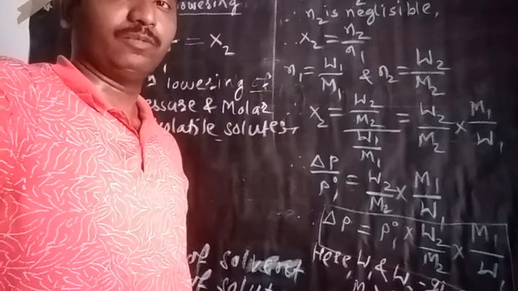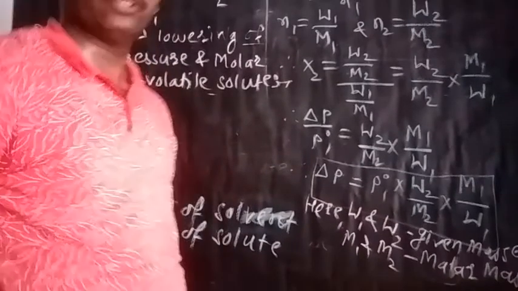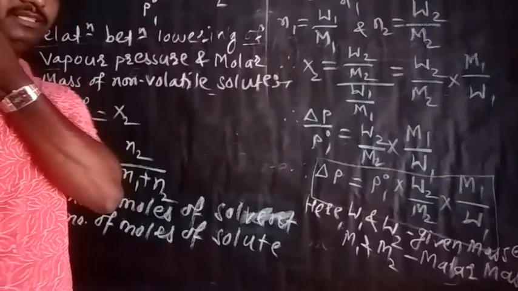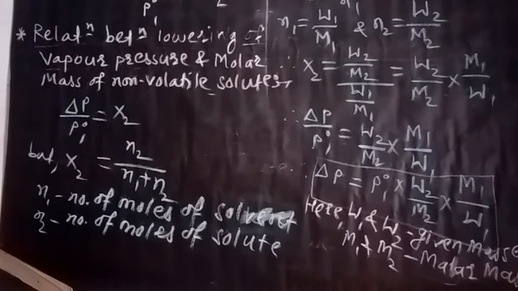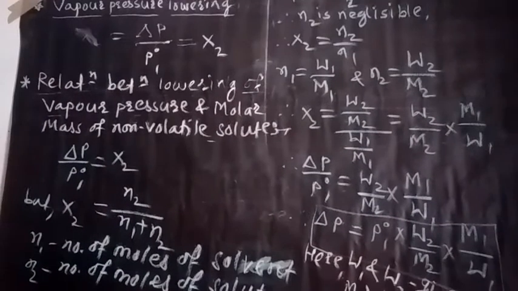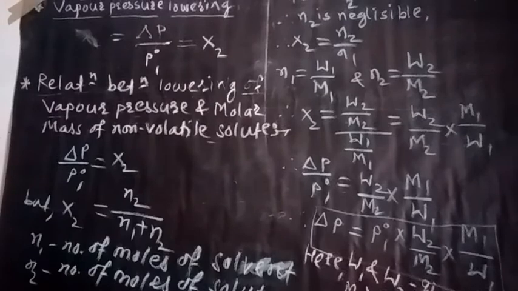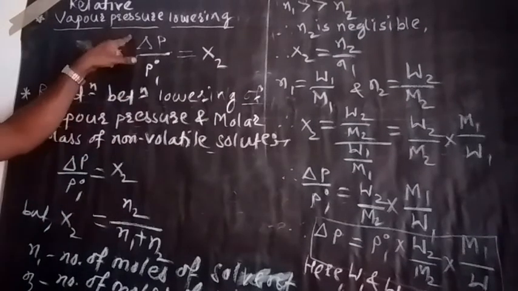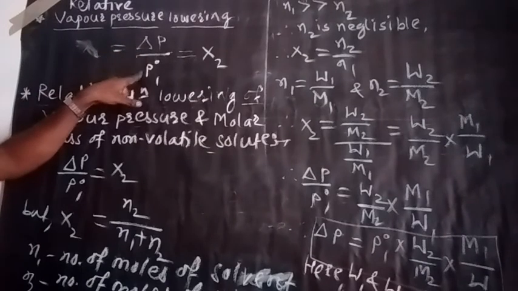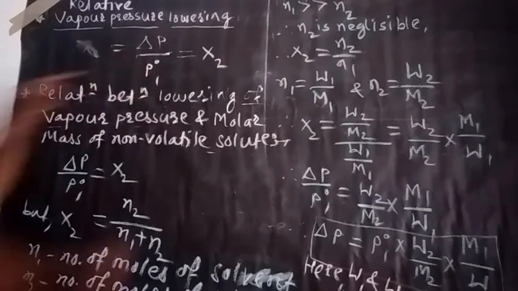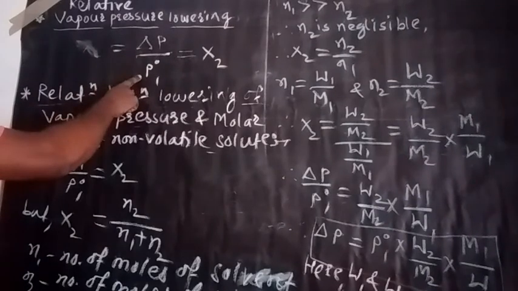This is also one of the most important derivations, so you should know about that. I will repeat once again. First we studied the relative lowering of vapor pressure. Relative lowering of vapor pressure means the ratio of vapor pressure lowering to the vapor pressure of the pure solvent, that is delta P upon P01.